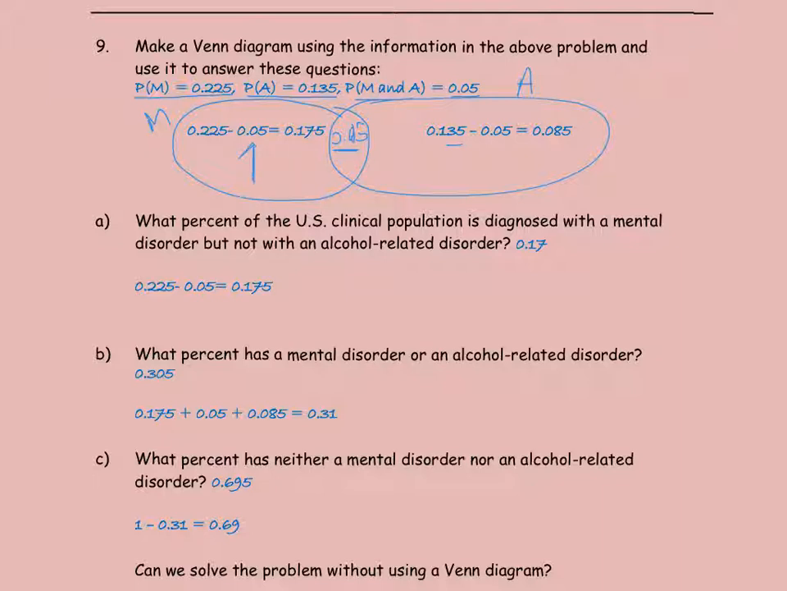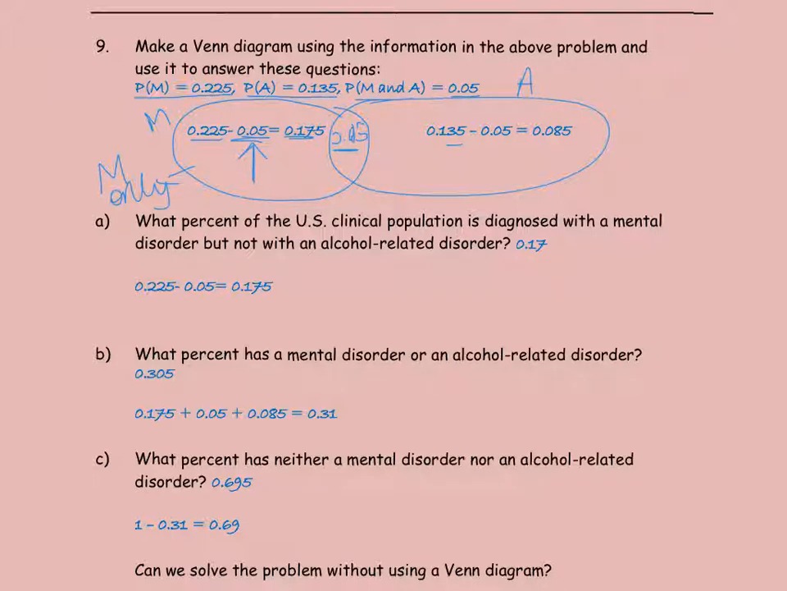The number that fits into this portion of the Venn diagram is the probability that someone has only mental disorder, which means we have to subtract the probability that they have both. So probability of 0.225 says that it's the probability of having mental disorder. We subtract the overlap, which is the probability of having both, and then that gives us the probability that someone has mental disorder only. So this is M, not just M, but the word only following that.